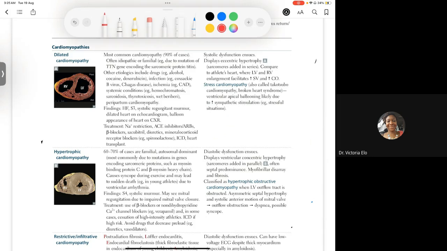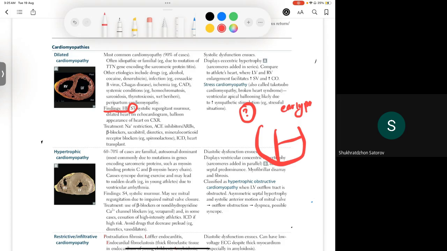So you can see what are going to be the findings in the end. The heart is going to fail. We are going to be having an S3 heart sound. Why? Remember what the S3 heart sound was? The early passive filling. Yes, early passive filling. If you have a dilated heart, a lot of volume in the heart.